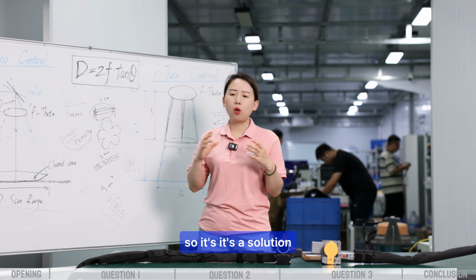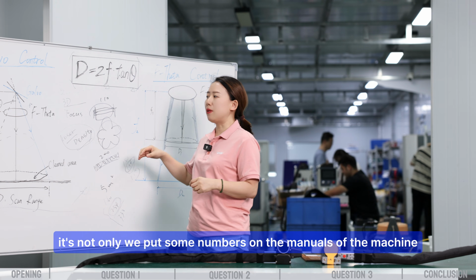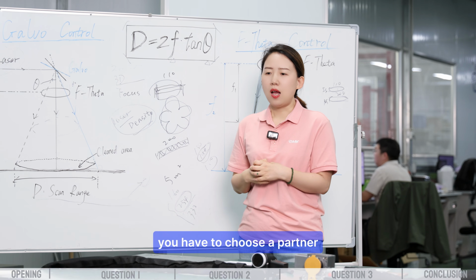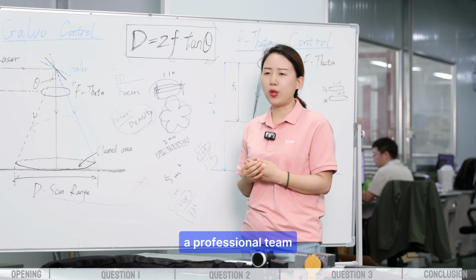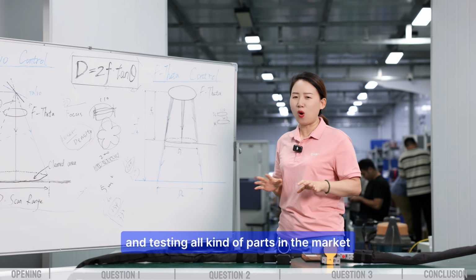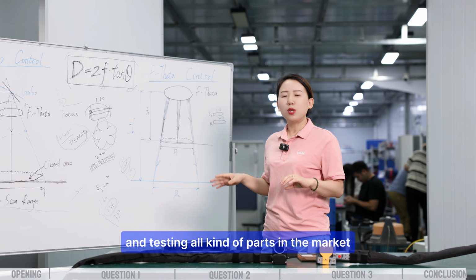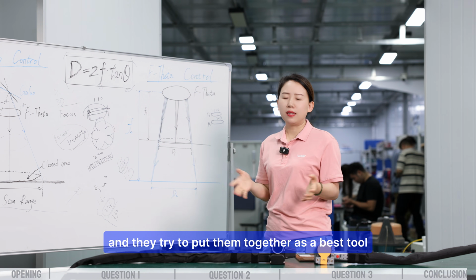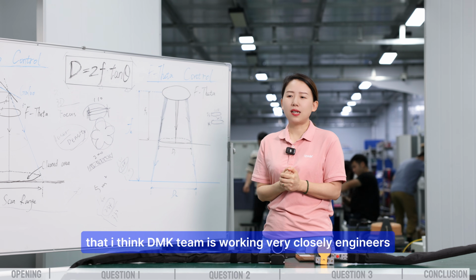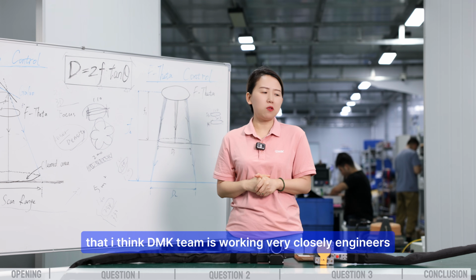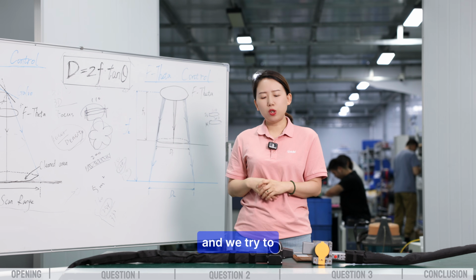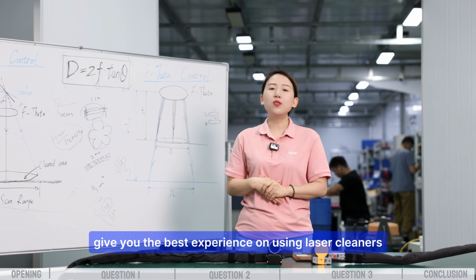So it's a solution. It's not only that we put some numbers on the manuals of the machine. You have to choose a partner, a professional team. Those engineers work 26 hours per day testing all kinds of parts in the market, and they try to put them together as the best tool for you. So believe me, the DMK team is working very closely, with engineers and feedback from the market, from the field, and we try to give you the best experience on using laser cleaners.